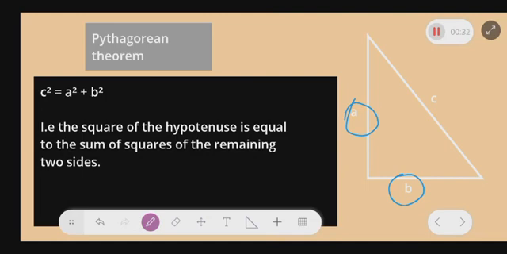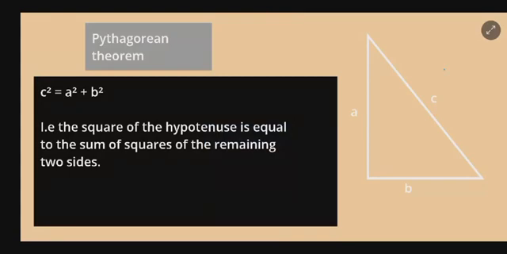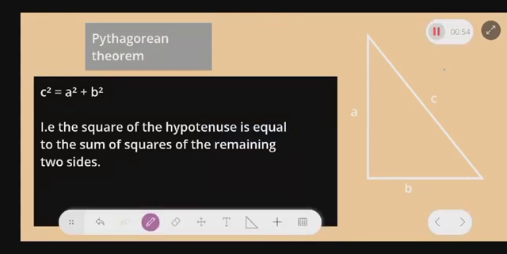Any of the other sides could be A or could be B. The only thing you need to notice is the C here. This is the most important thing that you need to notice. The theorem is just saying that the square of the longest side is equal to the sum of the squares of the remaining two sides, which are A and B respectively. So let's take an example now.